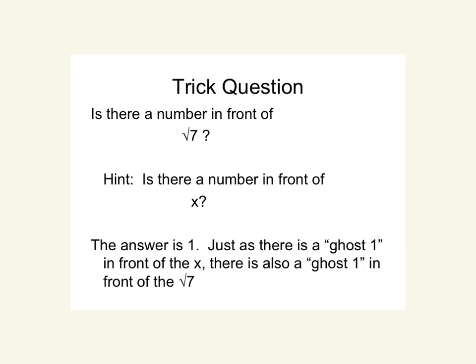So, trick question: is there a number in front of the square root of 7? Well, is there a number in front of x? The answer is 1. Just as there is a ghost 1 in front of the x, there is also a ghost 1 in front of the square root of 7. And so that's 1 times the square root of 7, but again, we just read it as the square root of 7.